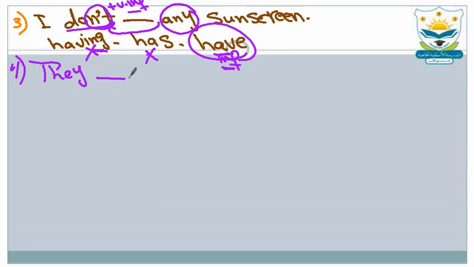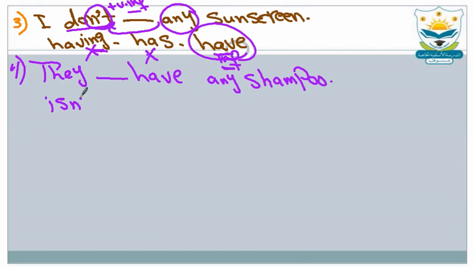Number 4. They space have any shampoo. Let's choose isn't, don't, doesn't أو ممكن نقول aren't. نشوف مع بعض يا سنة تانية يا سنة رابعة. بيقول لي they space have any shampoo.